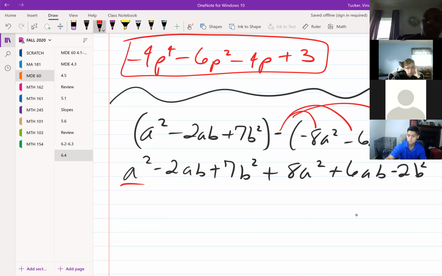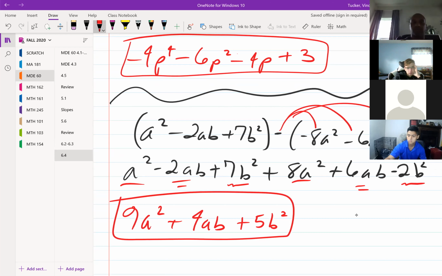Combine your like terms. That's 8a squared plus a squared, which is 9a squared. Negative 2ab plus 6ab will be plus 4ab. Then we have 7b squared minus 2b squared, which is plus 5b squared. All right, questions on adding and subtracting polynomials.